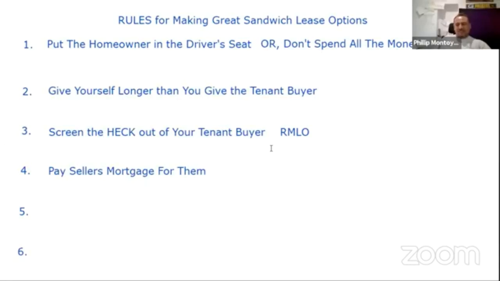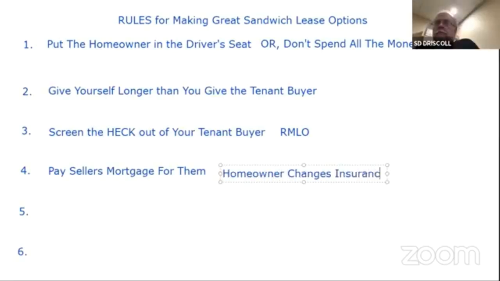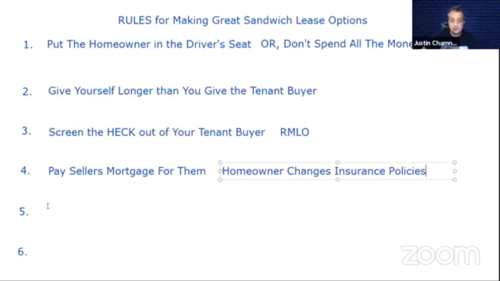All right. You got to pay the seller's mortgage for him. Here's another thing you need to do too. When you do this deal with the seller, you need to make sure that the homeowner changes insurance policies. We talked a little bit about this last week. What are we talking about now? Somebody just recap before we move on to number five. Homeowner changes insurance policies. Why is this important? What are we talking about? Anybody know?